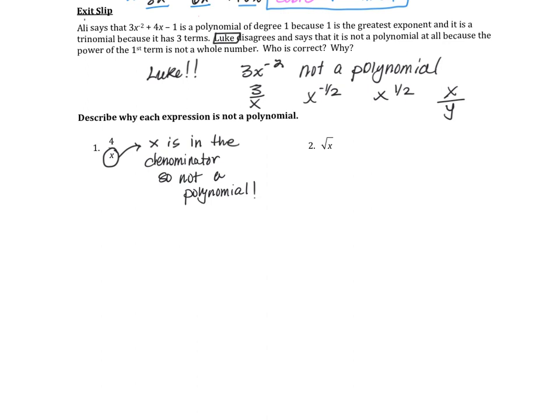You also have this. Fun fact, the square root of x you can rewrite as x to the 1/2. These are exactly the same thing. Because the exponent is a fraction, it is not a polynomial.